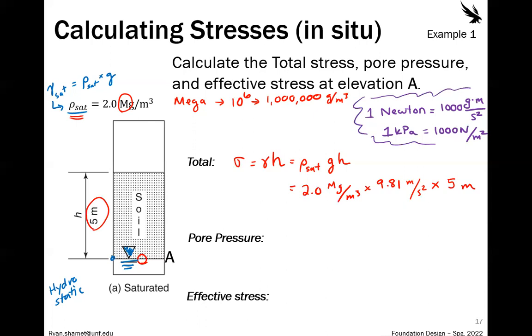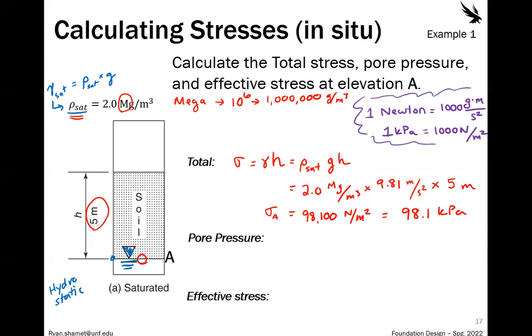If we cancel all those out, the goal is to get it into kilopascals. What we'll see is at this point, the total pressure that we're feeling is 98,009, whatever that number is, Newtons per square meter, which conveniently equals 98.1 kilopascals, right? Kilo is 1,000, Pascal is Newton per square meter. So that's our total pressure.